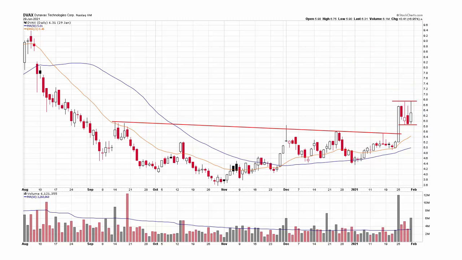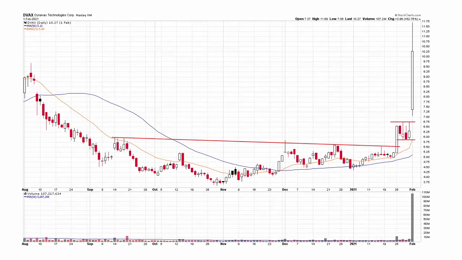Okay, the very next day it did this. So this was yesterday. It broke out, opened here, tested a little bit lower, and then posted a huge gain. It went almost up to 12 and then came back down to the low 10s. So let's zoom in with the 5-minute chart and again see how we could have played this.